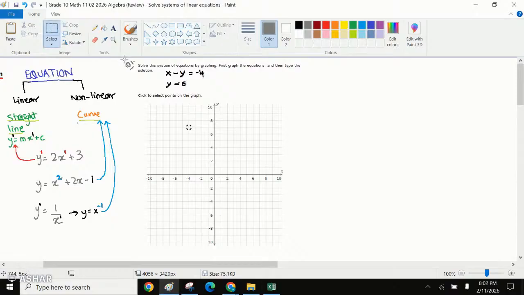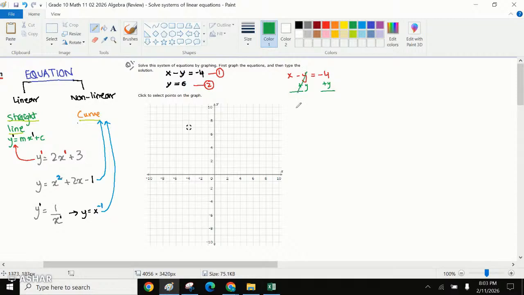In order to draw the graph, we say this is equation number 1 and this is equation number 2. We need to draw these two equations on the graph. The first equation was x minus y equals -4. Can we make x the subject or y the subject? If we make y the subject, can we add y on either side?